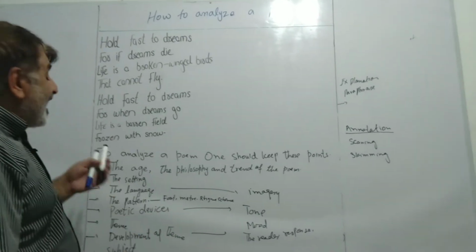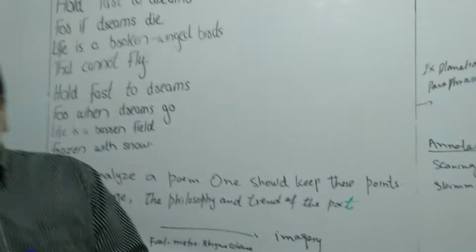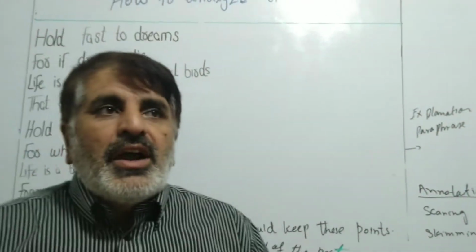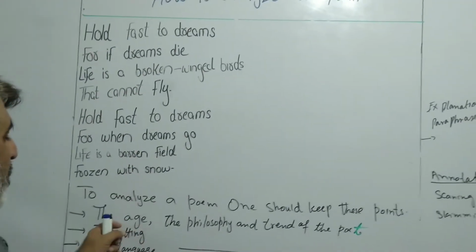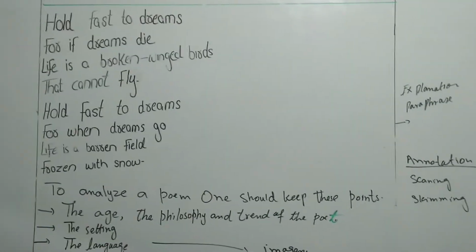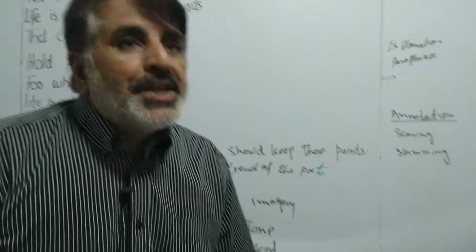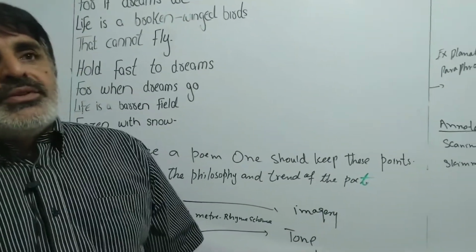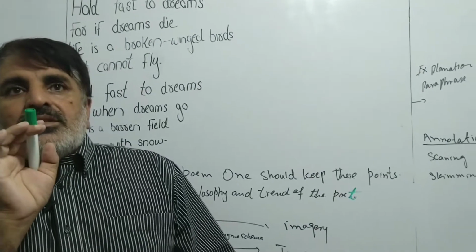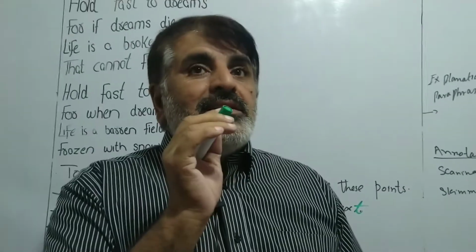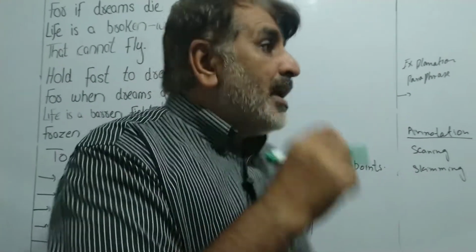Then you can see the age, the philosophy and the trend of the poet. Before you study, read and understand a poem, you have to find out about the age of the poet, then his philosophy, and the trend of the poet. This is very important. In Shakespeare's poetry we have different trends as compared to Wordsworth, Coleridge, and some other great poets.